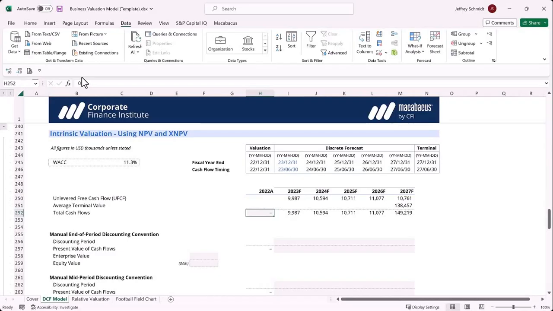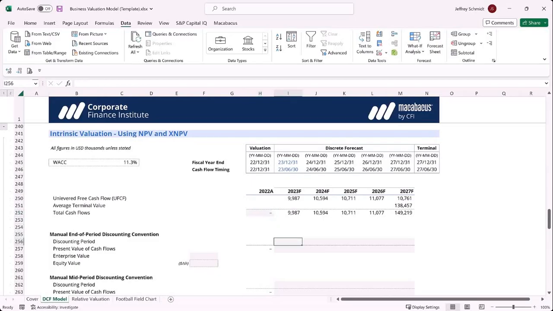XNPV, assuming you get the date ranges correct and the cash flow ranges correct, will do the work and will discount everything appropriately. So again, try this out and we will walk through all of it together. So let's do this one together. Admittedly, this is the most challenging part of this DCF model.